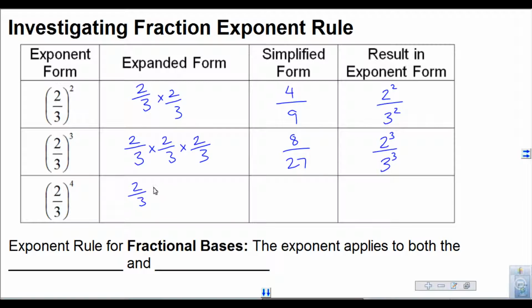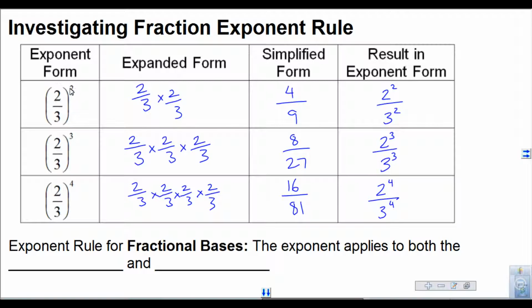Okay? One more example. So 2 over 3 to the power of 4. Well, guess what? You just multiply it so that there's 4 of these fractions. On the numerator here, we got 2 times 2 times 2 times 2. That's 16. And then on the bottom here, when we multiply all of those 3's, you get 81. Now remember, on the top here, that's 2 times 2 times 2 times 2. That's 2 to the 4. And then on the bottom here, we've got 3 times 3 times 3 times 3. That's 3 to the 4.